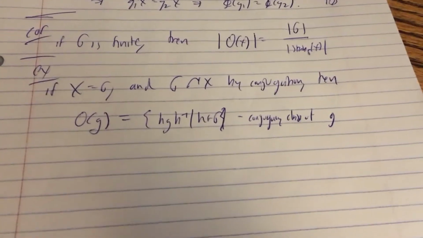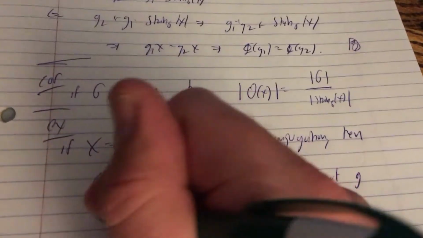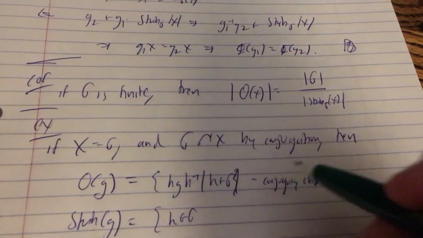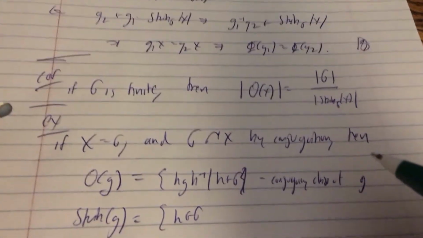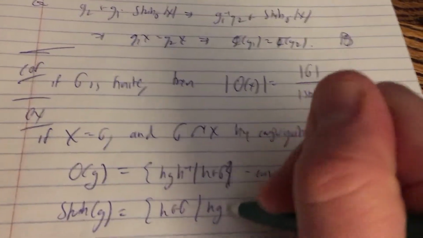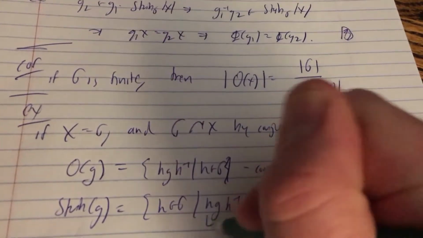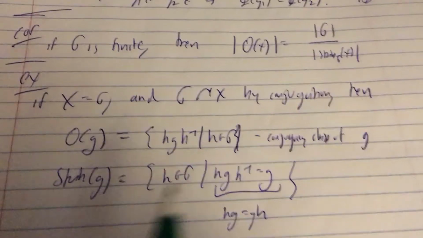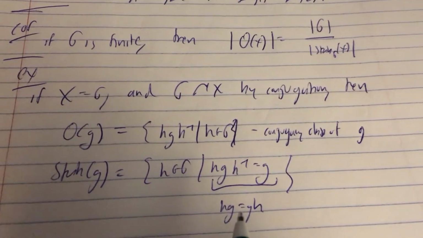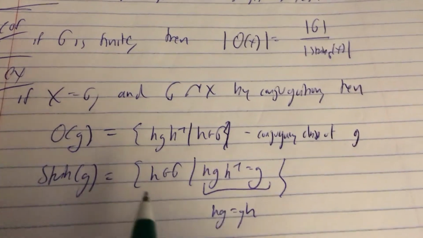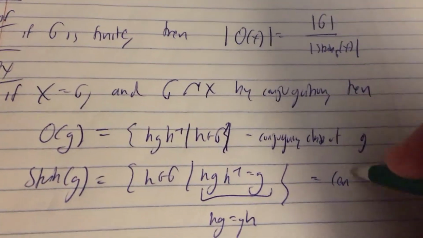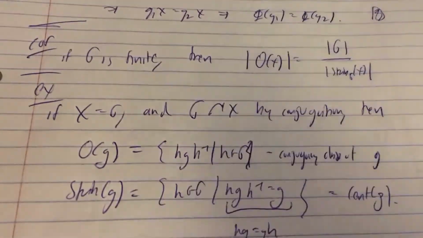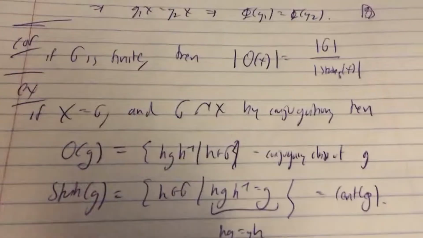And in this case, the stabilizer is called the centralizer. So the stabilizer of g consists of the set of all h in G such that h g h inverse is g. Okay, so I'll just rewrite that: hg is gh. So it's the set of all things that commute with little g, and this is called the centralizer of little g. Okay, so I wanted to introduce that as terminology.